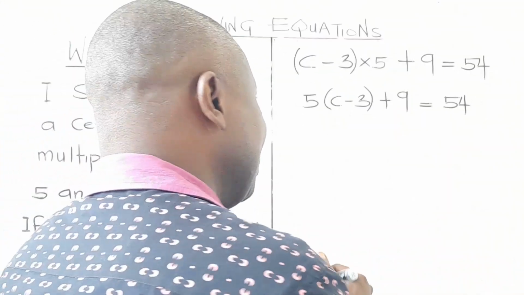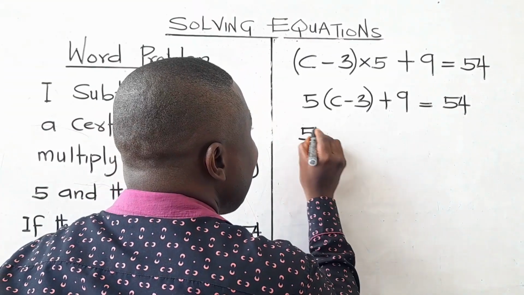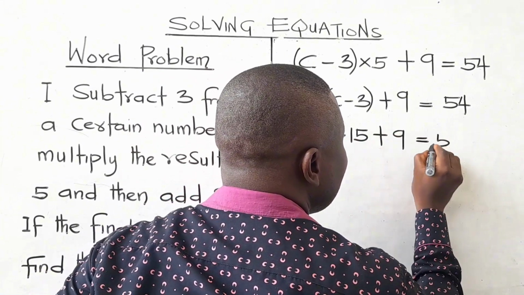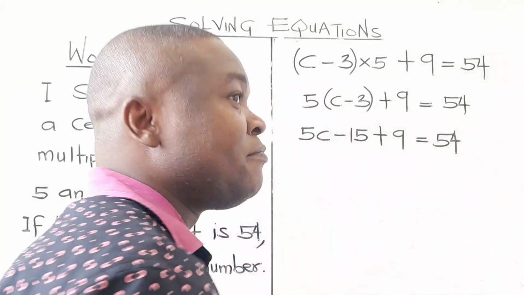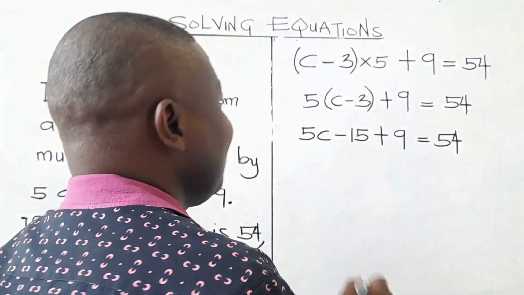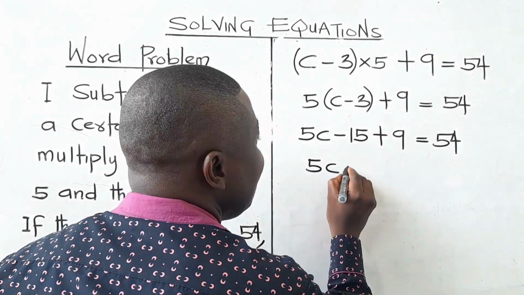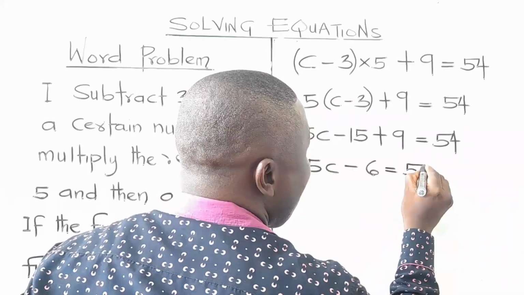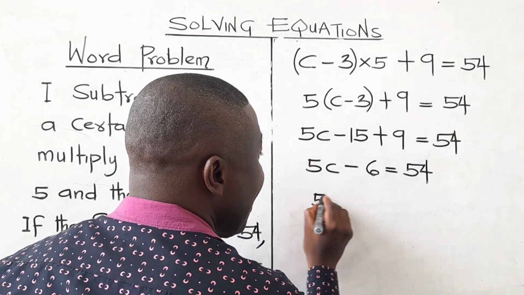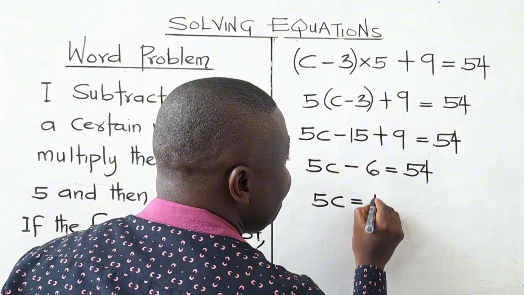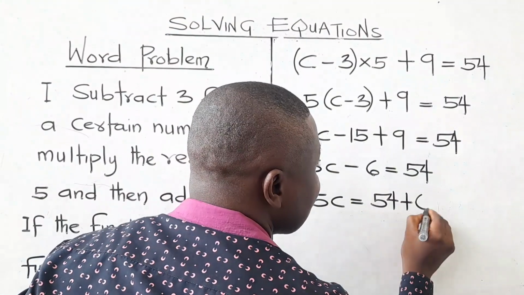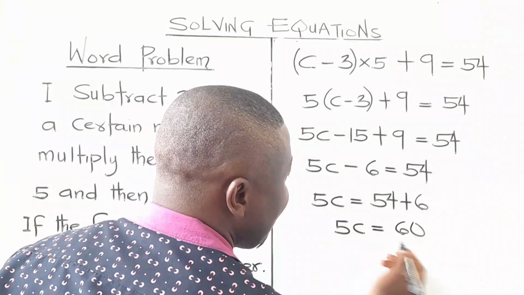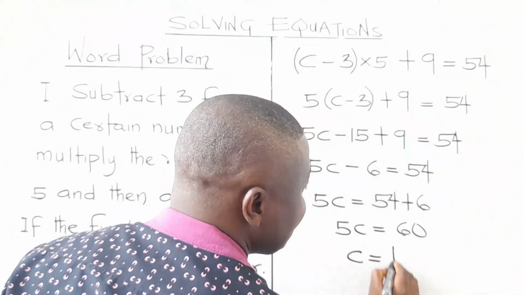So let's finish this. This is the same thing as 5C minus 15 plus 9 equal to 54. Remember, from BODMAS, we'll deal with the bracket first. So this is 5C, this is minus 6, equal to 54. Collect like terms: 5C equal to 54 plus 6. 5C is equal to 60. So divide both sides by 5. C is equal to 12.